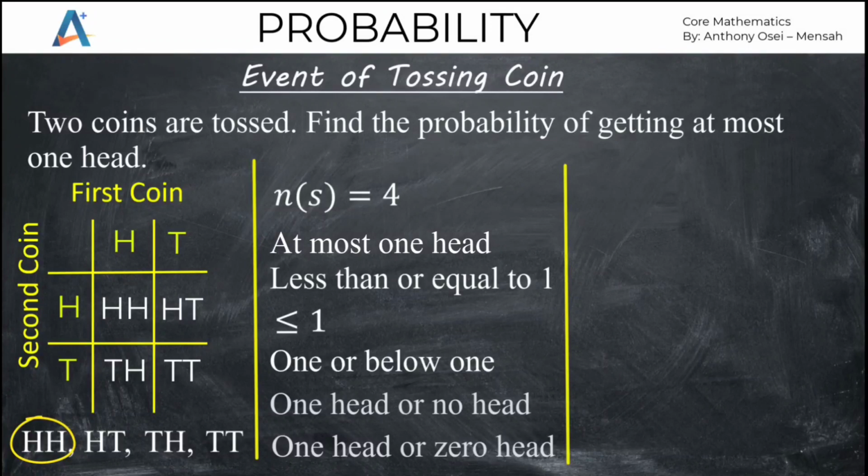So we see one head alone, or we see no head in the two. So of the two, one can be a head and the other will be a tail. That's the meaning of one head. And no head means all of them should be tail. So whilst you are going, take note of it.